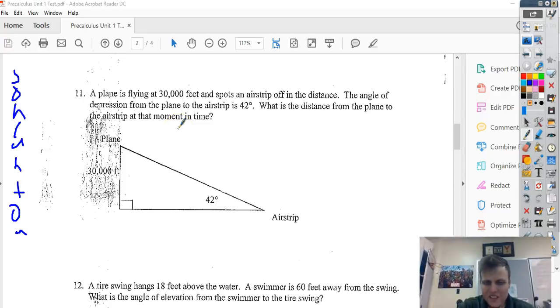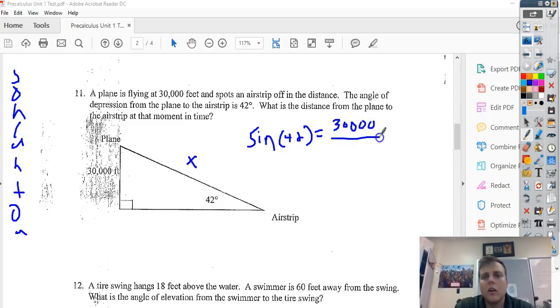So I know 42 degrees. I want to find x right here. And I know the opposite. I want to find the hypotenuse. Which trig ratio deals with the opposite over hypotenuse? Sine does. So I can say sine of 42 is equal to 30,000 over x.